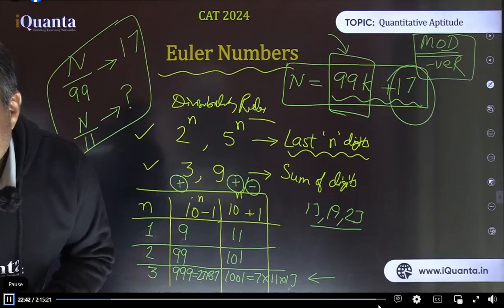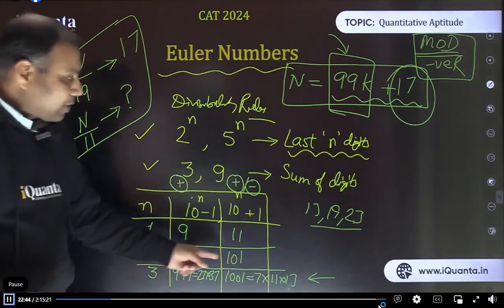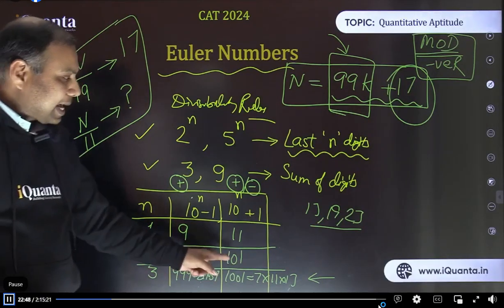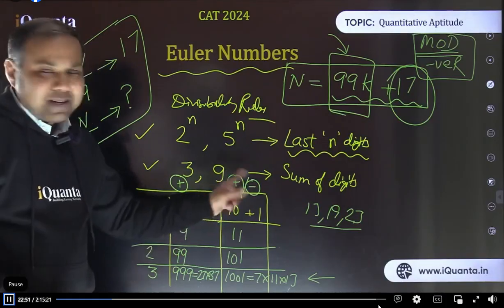Akriti is asking, please explain 101 and 1001. For 101, what is the rule? The rule is that we need to make groups of two digits and we have to make the groups alternately positive, negative, positive, negative.